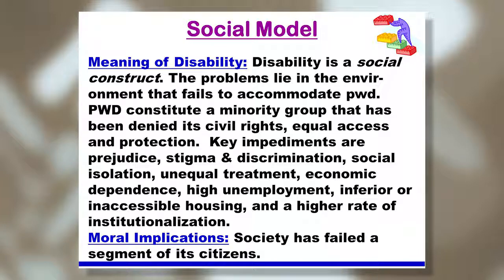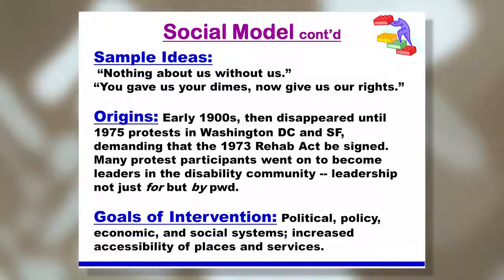And the moral implication here is again not about the person, but about society, in that society has failed a segment of its citizens. Sample ideas: "Nothing about us without us," which was the slogan of the anti-apartheid movement in South Africa, and then the disability movement in the United States adopted that slogan. Or, "You gave us your dimes, now give us our rights," which is from the March of Dimes.